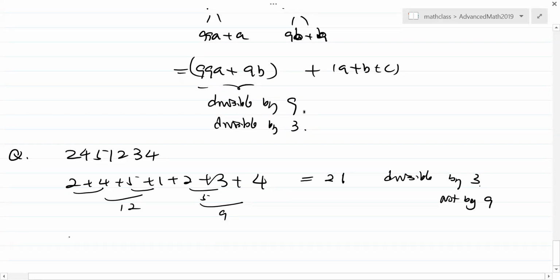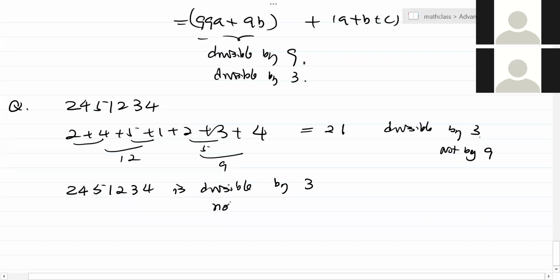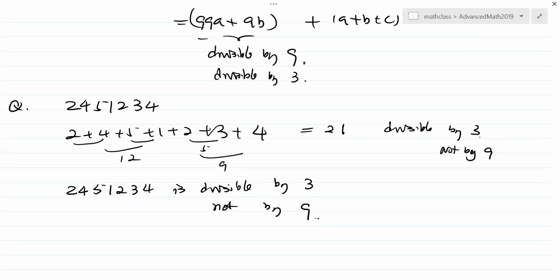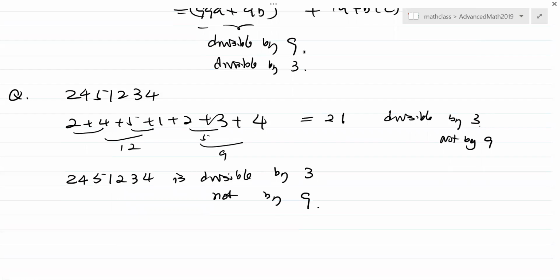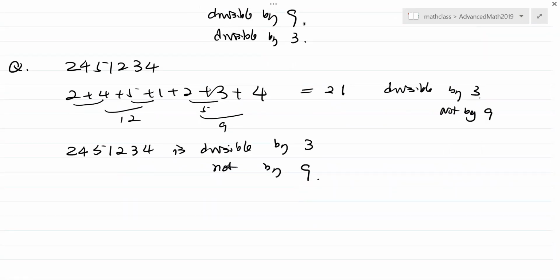So we can see that this very large number is divisible by 3, but not by 9. Got it? But then you can also tell that this number is divisible by 6.